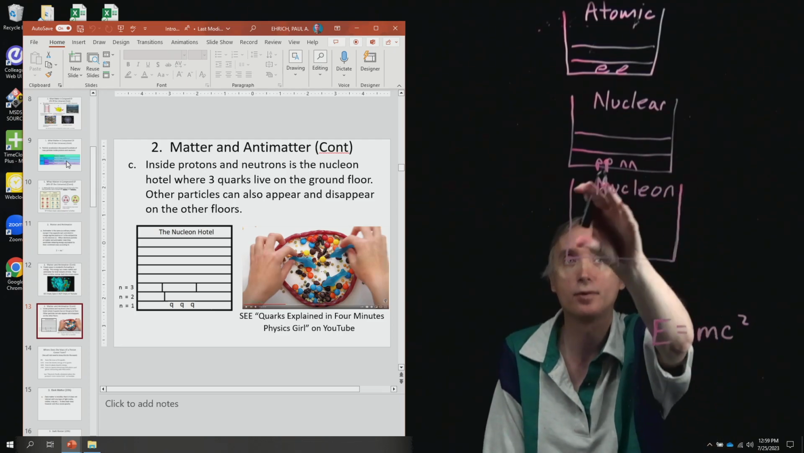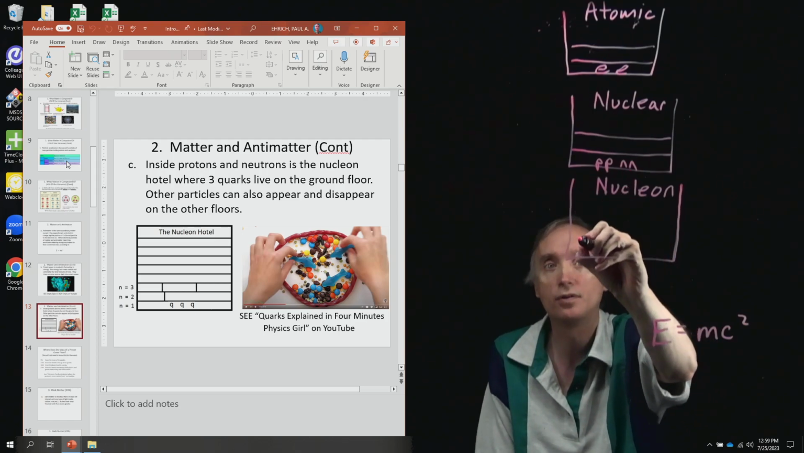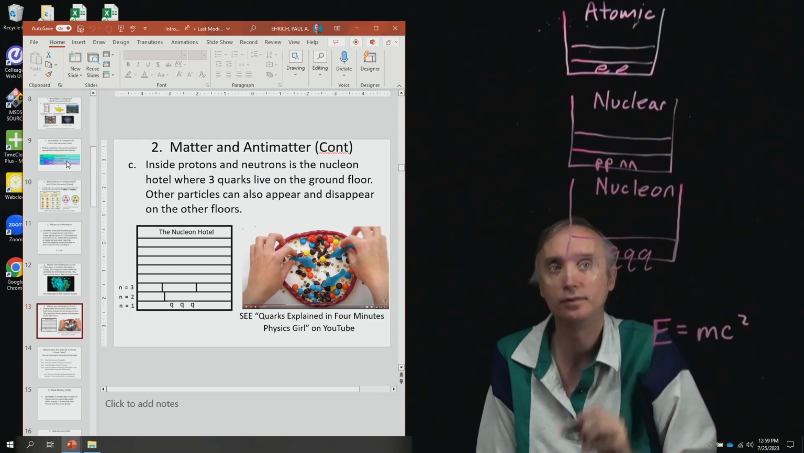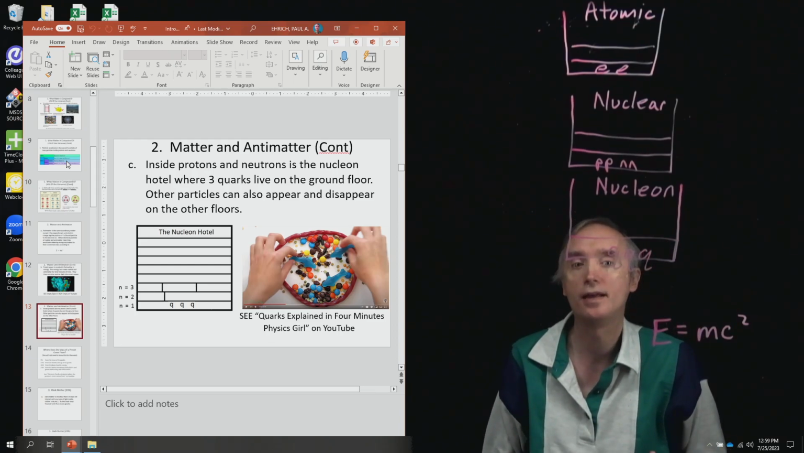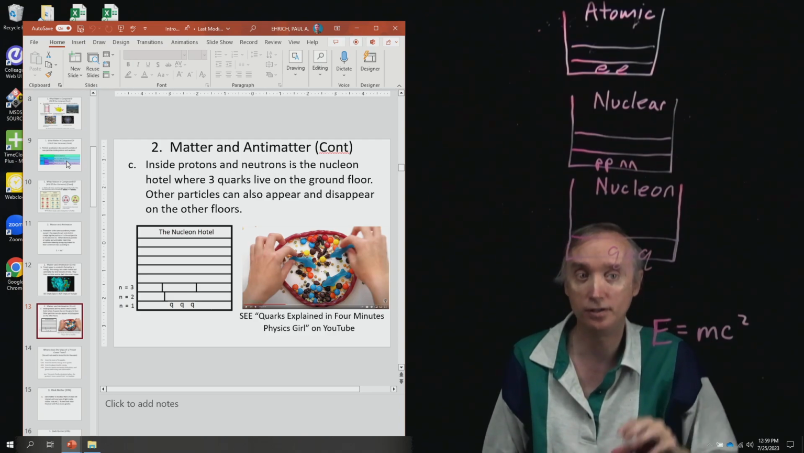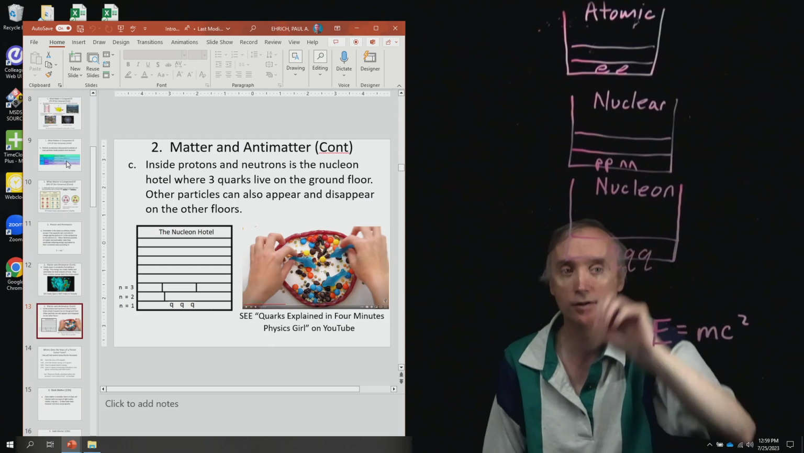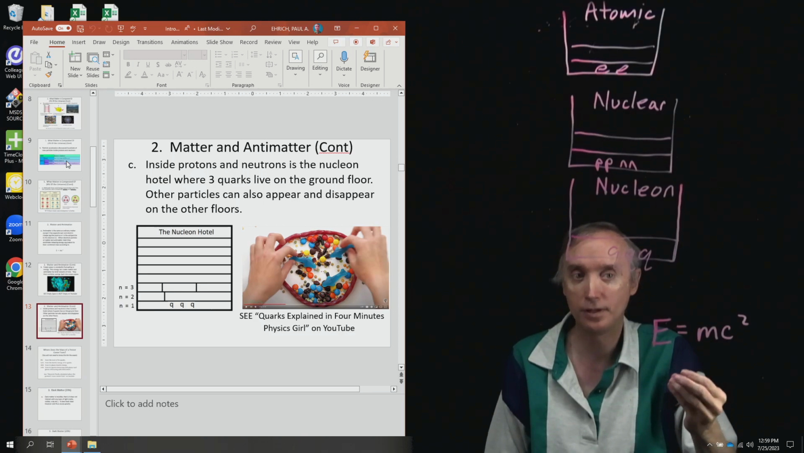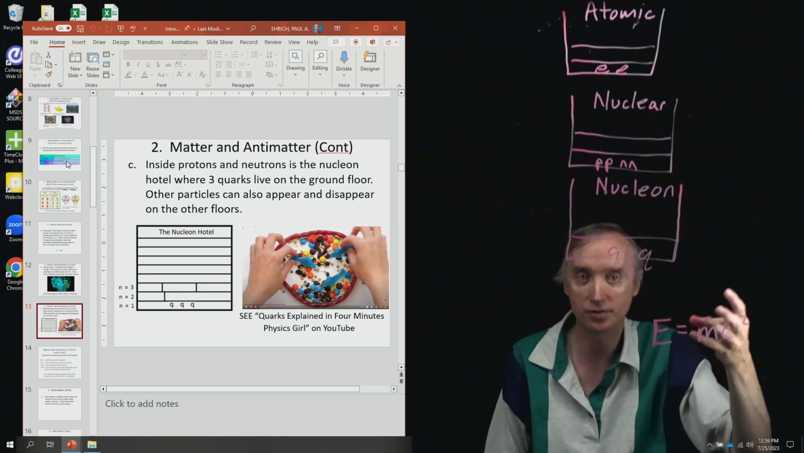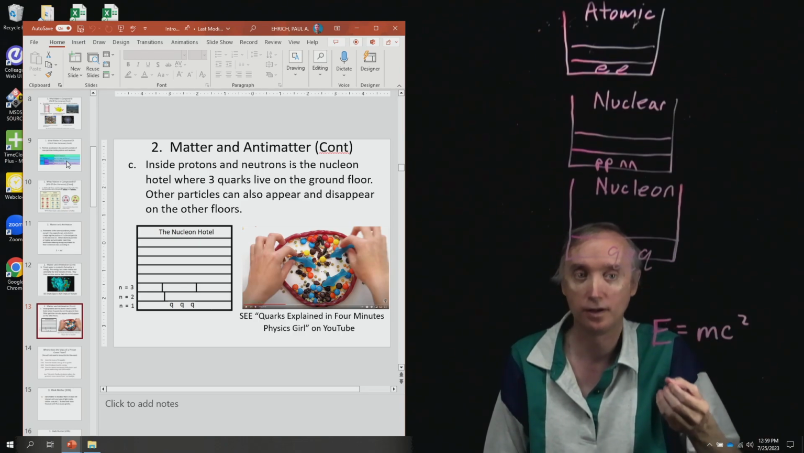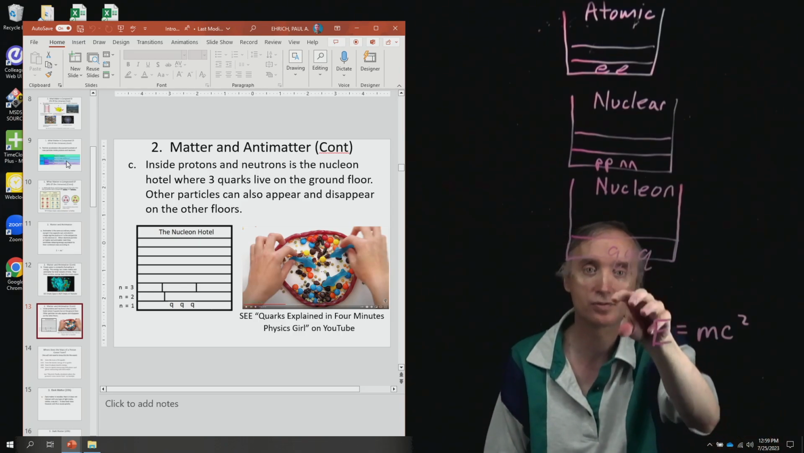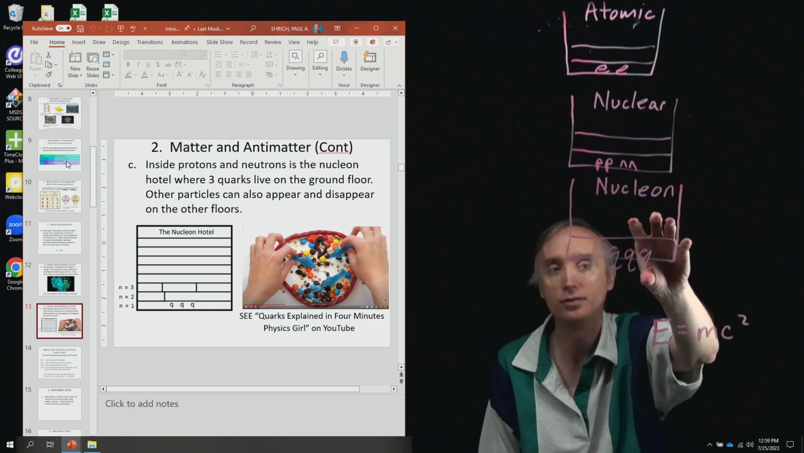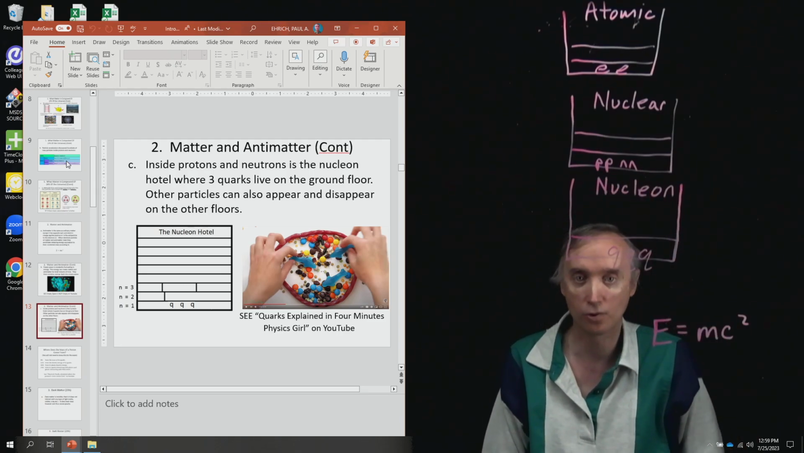So let's say that this represents a proton. So it's going to be 3 quarks that are going to always live in the hotel. And then if they get struck by energy, those quarks can jump up and down energy levels. Well, you can also have other kinds of particles that are popping in and out of existence from this virtual energy, from virtual space. And so that's all explained on this video here. But I did want you to recognize that inside protons and neutrons is yet another kind of hotel where the quarks live.